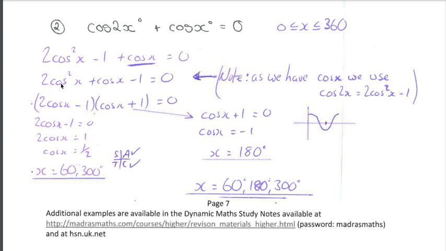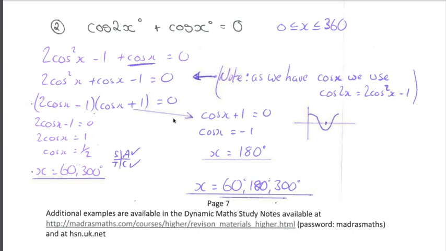So we end up with something that factorizes just like 2x squared plus x minus 1 equals 0. So we factorize that and we solve each bracket equal to 0. So 2 cosine x minus 1 equals 0. Add 1 to both sides, divide through by 2. Use our CAST diagram that we've been using a lot so far, so I'm not going to go into that, but our angles would be 60 and 300.